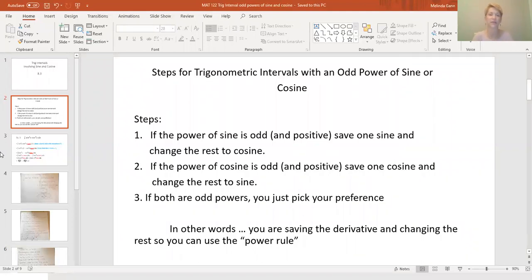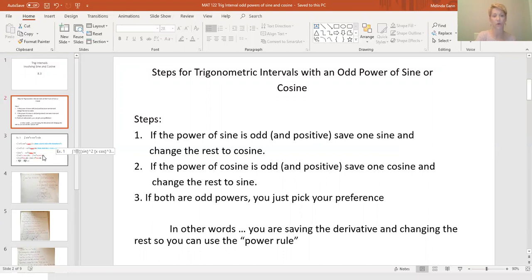Now, what you're basically doing is this. Remember that the derivative of sine is cosine. And the derivative of cosine is negative sine, but you just have to change the sign. So what you're really doing is you're going to save one thing, and that one thing ends up being the derivative for a power rule. All right. So if both powers are odd, then it's your personal preference. You can save whichever one you want. So notice what it says. You're saving the derivative and you're changing the rest of the integral so that you can use the power rule.